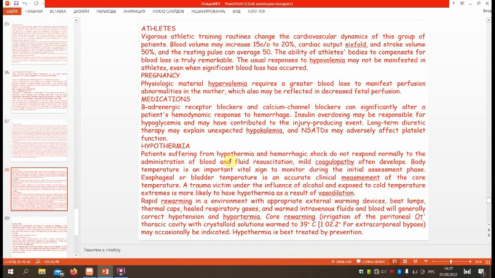as a result of vasodilatation. Rapid rewarming in an environment with appropriate external warming devices, be it lamps, thermal caps, heated respiratory gases, and warm intravenous fluids and blood will generally prevent hypotension and hypothermia. Core warming may occasionally be indicated. Hypothermia is best treated by prevention.